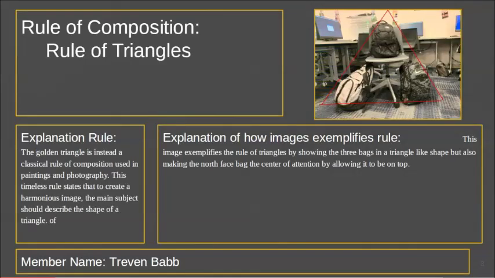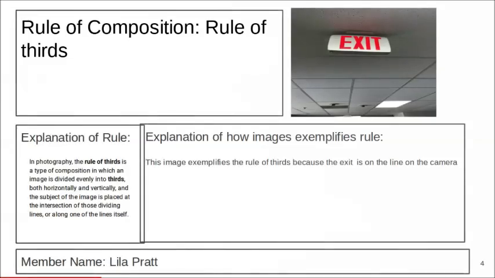The golden triangle is a classical rule of composition used in paintings and photography. This timeless rule states that to create a harmonious image, the main subject should describe the shape of a triangle. This image exemplifies the rule of triangles by showing three bags in a triangle-like shape, but also making the North Face bag the center of attention by putting it at the top.